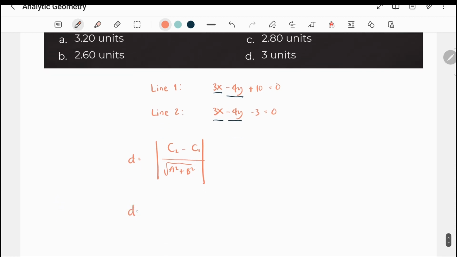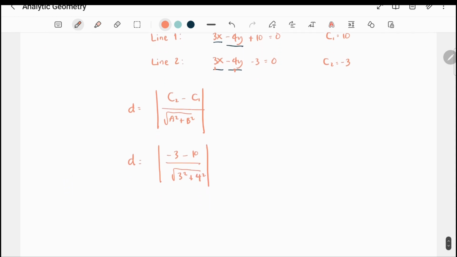Okay? So, the distance is equal to, ang ating C2 dito is negative 3. Ang ating C1 dito is 10. Okay? So, the absolute value is negative 3 minus 10 divided by square root of, a natin dito is yung coefficient ng x, which is 3 squared, plus yung ating b dito is the coefficient ng y, which is 4 squared. Okay, so isolve natin ito.